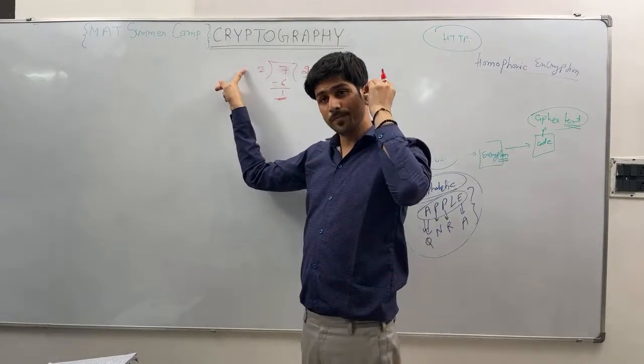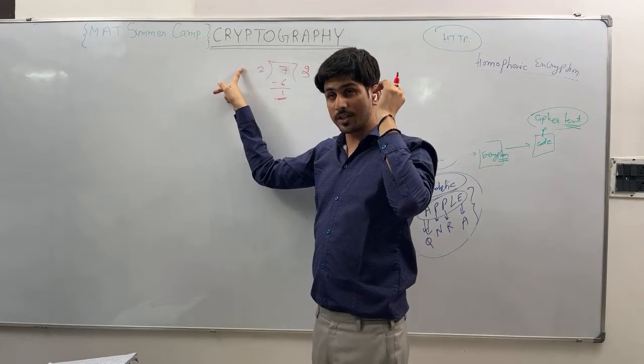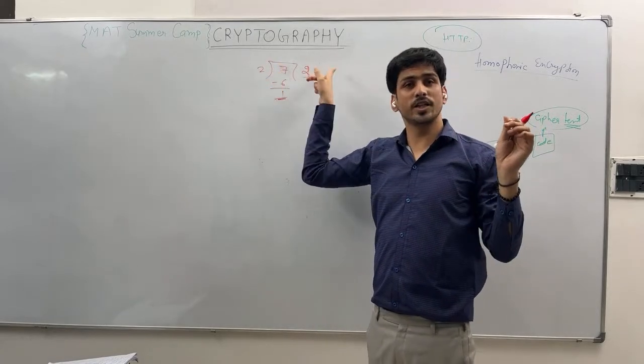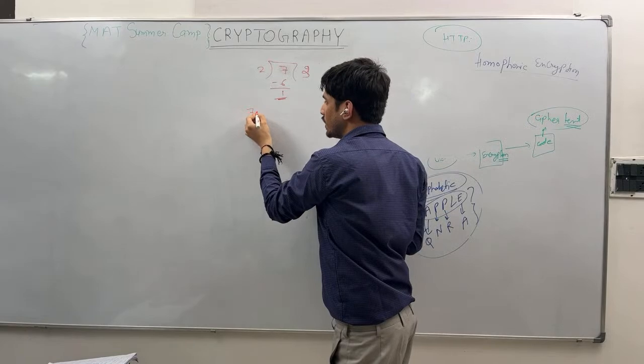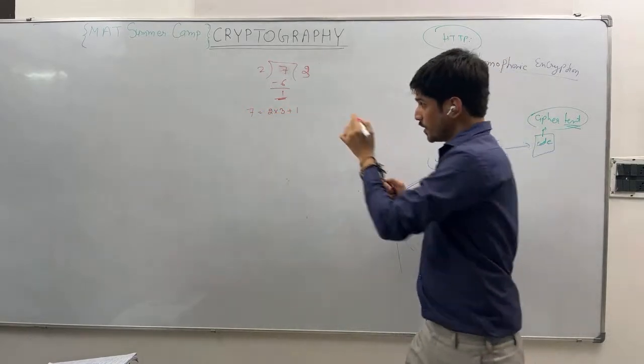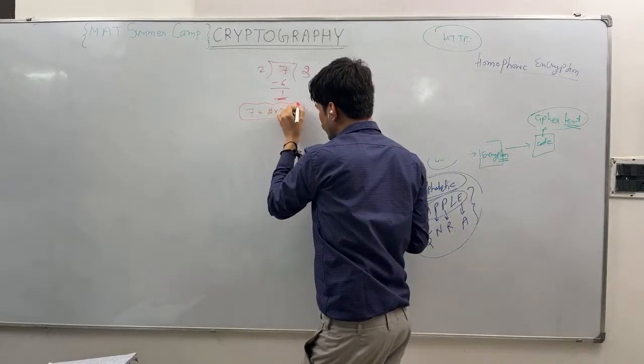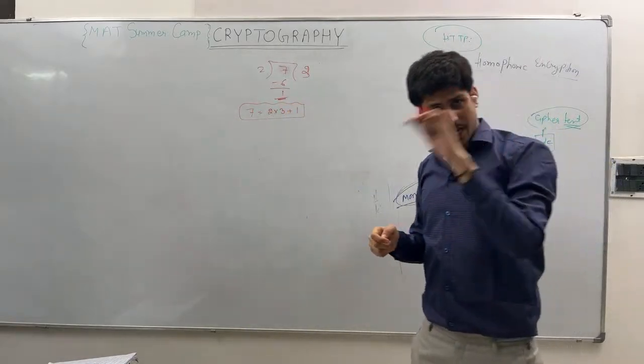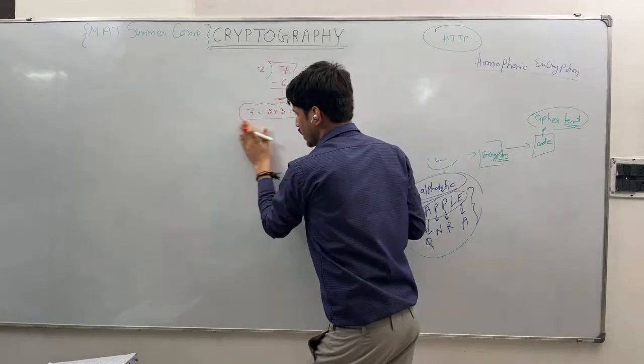This 2 is called the divisor, and this one is called dividend. This is quotient. So 7, can I write it in this format? 2 times 3 plus 1. So this one you already studied. This is one way of writing the information.